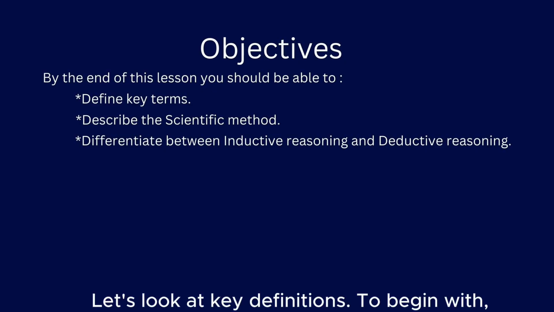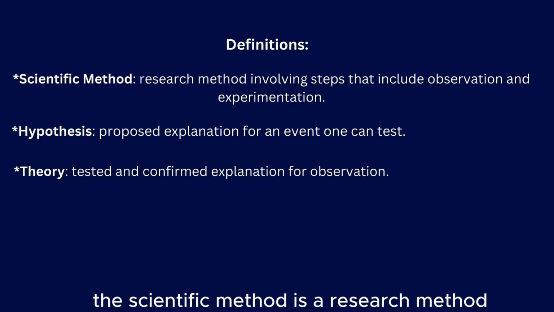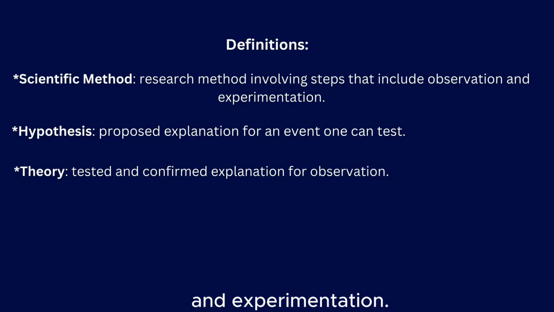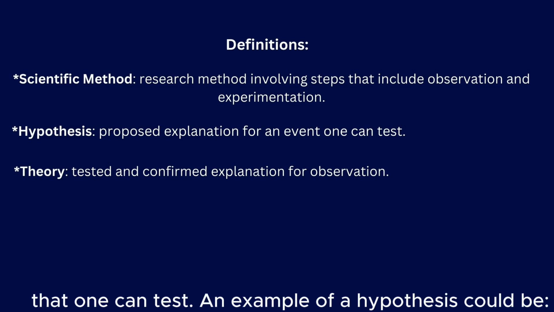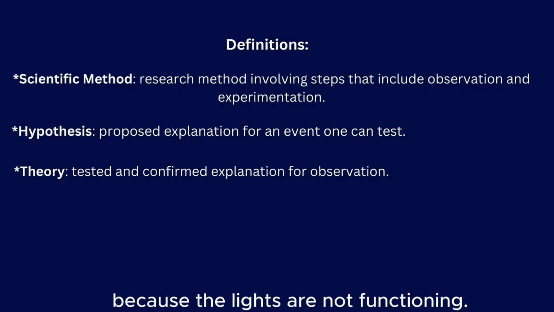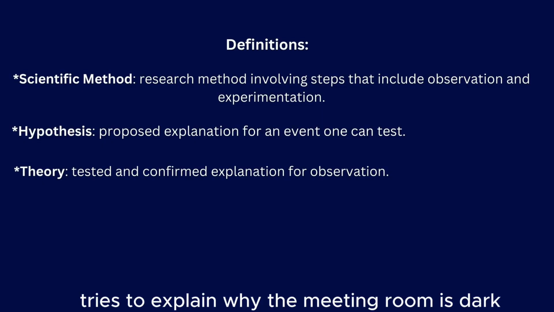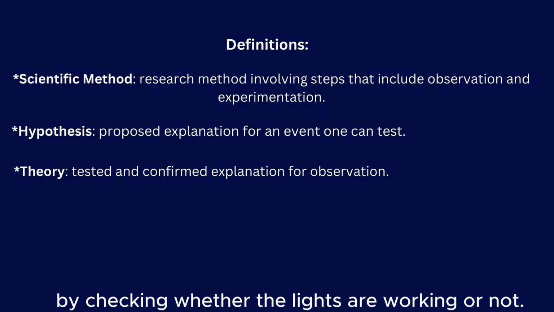Let's look at key definitions. To begin with, the scientific method is a research method involving key steps that include observation and experimentation. Hypothesis refers to a proposed explanation for an event that one can test. An example of a hypothesis could be, the meeting room is dark because the lights are not functioning. This is a hypothesis because the statement tries to explain why the meeting room is dark, and it can be tested by checking whether the lights are working or not.